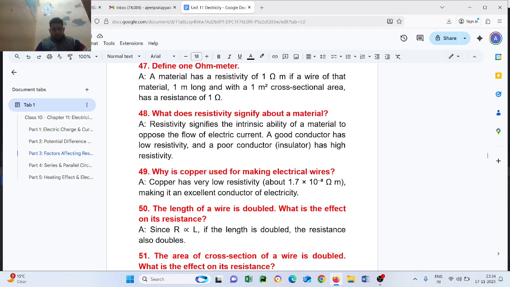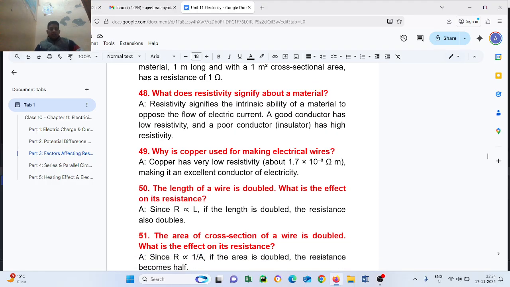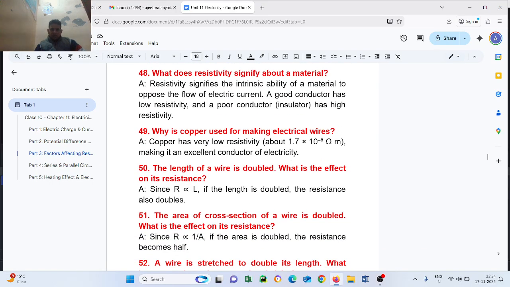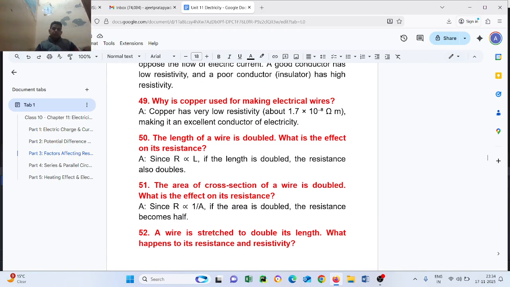Question number 49. Why is copper used for making electrical wire? Copper has a very low resistivity, about 1.7 × 10^-8 ohm meter, making it an excellent conductor of electricity.